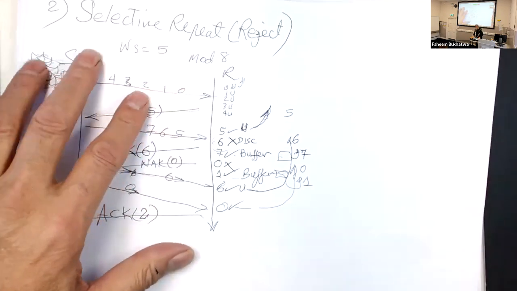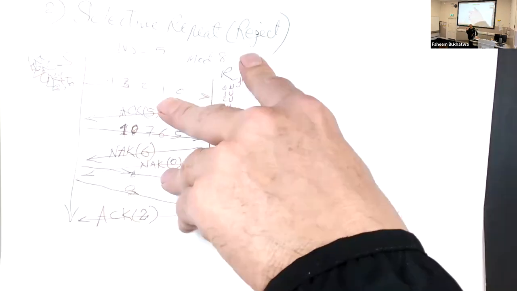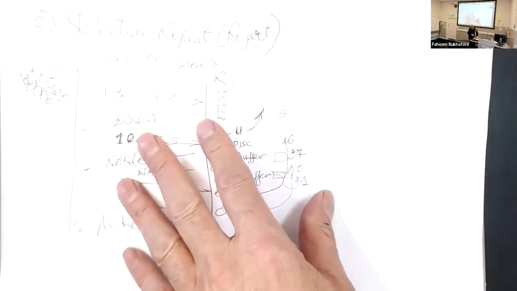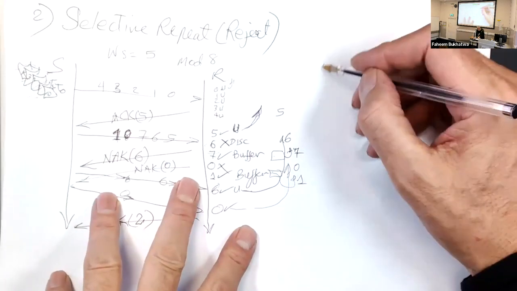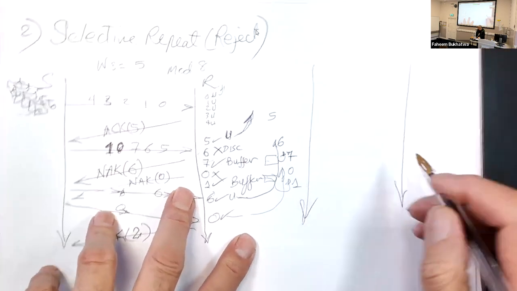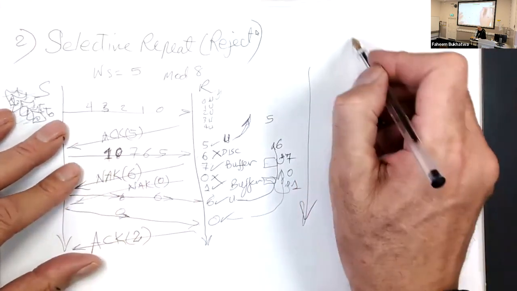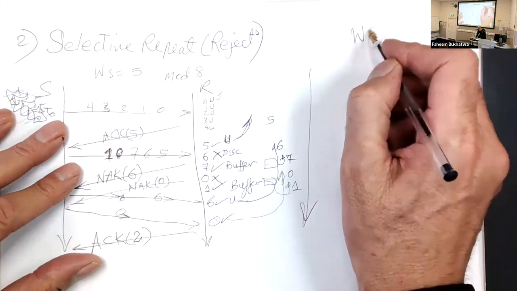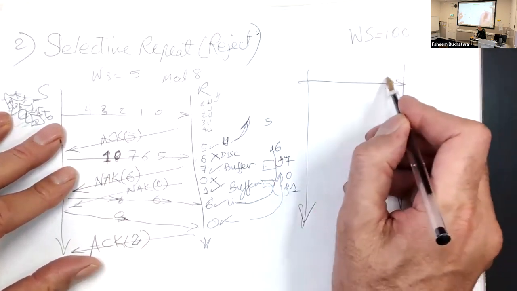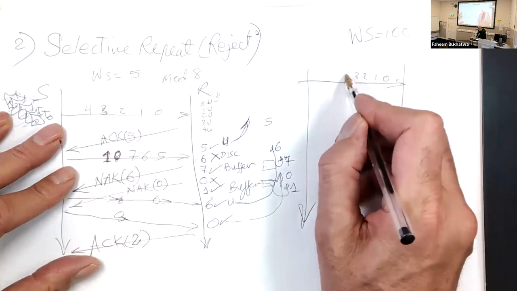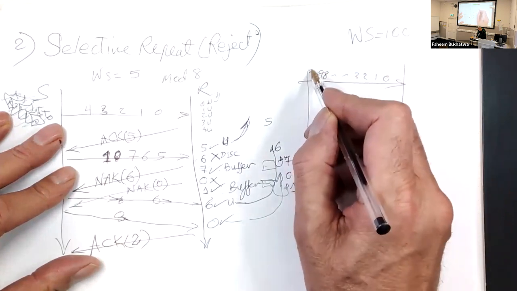So what's the advantage of this over the go back in? This one, any frame you send, if it's a good frame, we don't retransmit it. Remember with the last one? Imagine we're doing selective reject, just to show that it's better than the last system. Imagine we are using window size equals 100. So this one sends frames 0, 1, 2, 3, all the way to 98, 99.